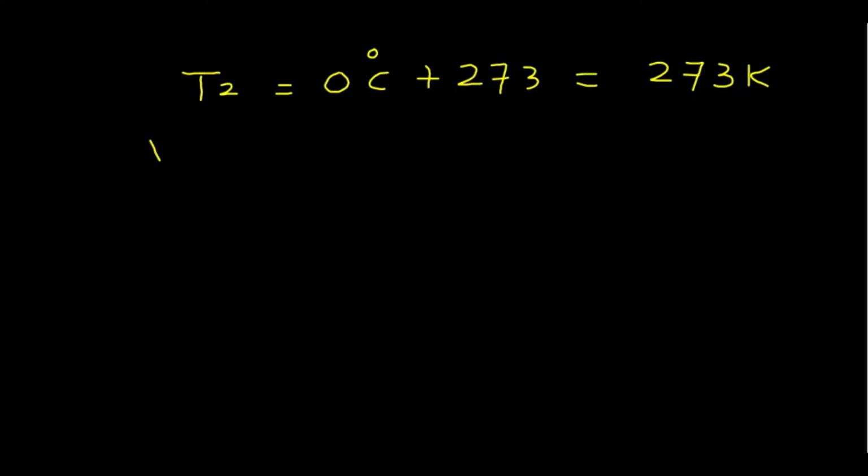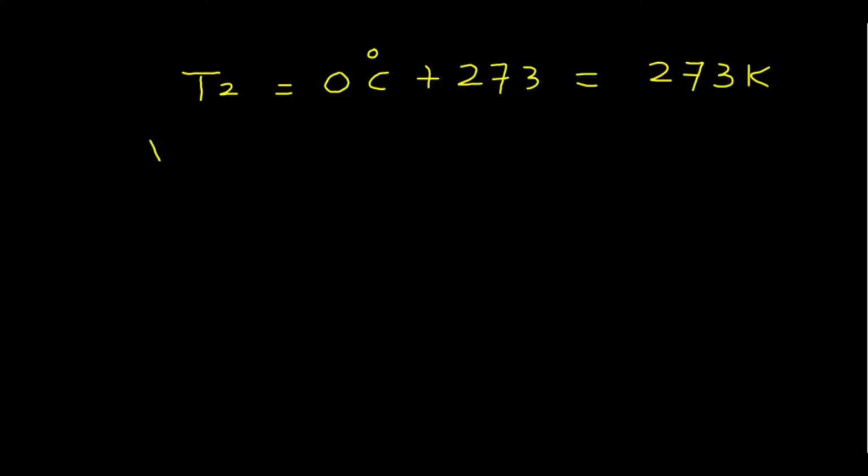T2 is 0 degree centigrade. Convert into Kelvin by adding 273. It is equivalent to 273 Kelvin. Since in this numerical pressure remains constant, that's why we will apply Charle's law.